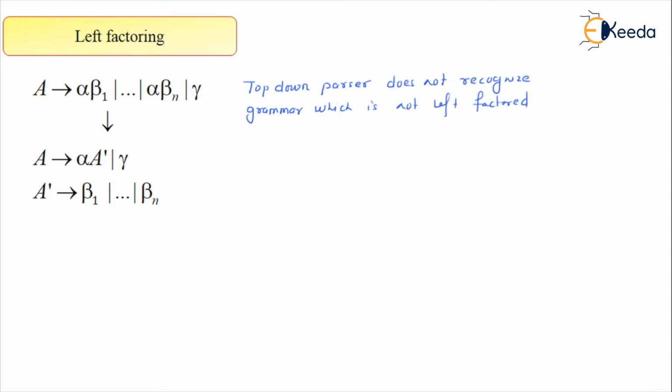And the general form of this rule is, let me explain it here, that A derives alpha beta 1, then we have alpha beta 2, and then so many alpha beta n, and then finally we have a gamma. Now, what is the key property that we are looking at here is that multiple productions, all of them, start with alpha.